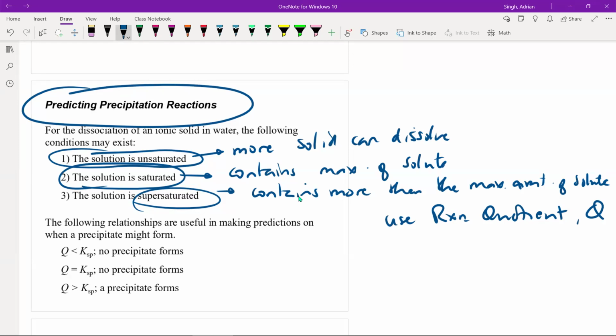So we can compare the Q value, the reaction quotient, to the KSP. And if Q is less than KSP, no precipitate will form. That means at that point in time, we haven't reached the saturation point yet. If Q is equal to KSP, no precipitate will form either. But if Q is greater than KSP, then the precipitate, a solid, will actually form in that situation.